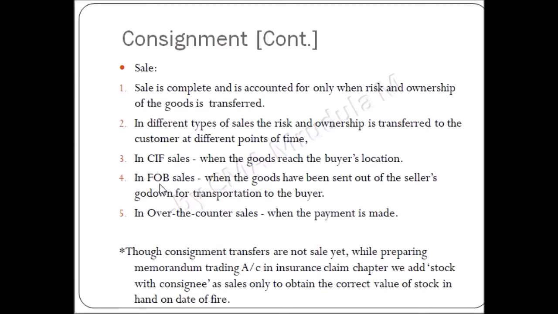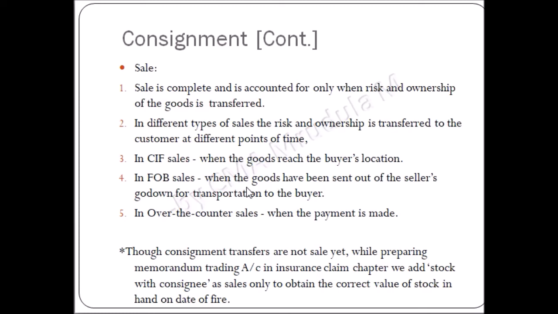location. In FOB sales, that is freight on board sales, the point of transfer of risk, rewards, and ownership to the customer is when the goods have been sent out of the seller's godown for transportation to the buyer. In over-the-counter sales, that is sales that happen in shops, standalone shops and malls, the point of transfer of risk, rewards, and ownership is when the final payment is made and the possession is taken by the customer. Only in such cases a sale is considered complete.